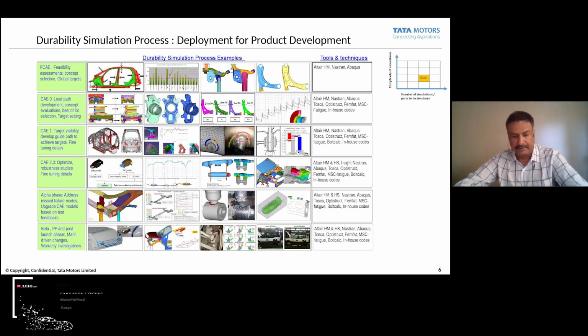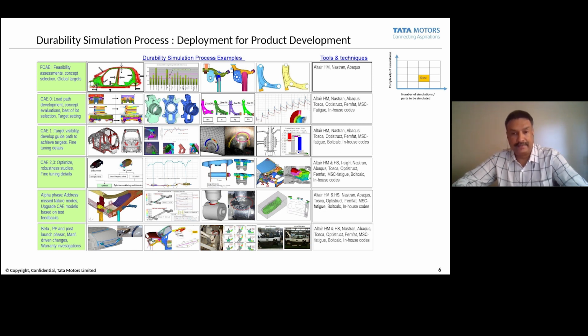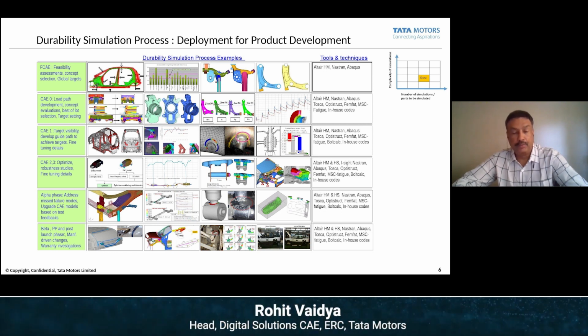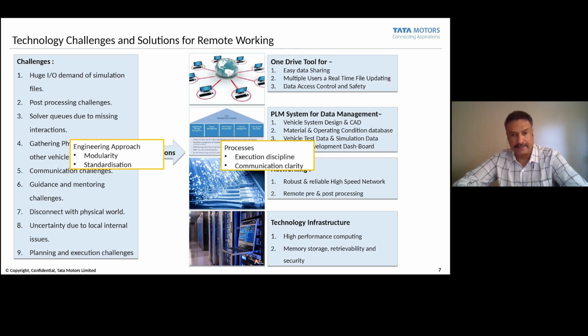In these examples that we have discussed so far, I can summarize the set of challenges as follows. In all of these examples, the data exchange and the file size were very huge. It necessitated large data handling. There were several post-processing challenges, including shorter turnaround time. Solver queues due to missing interactions is also a challenge.